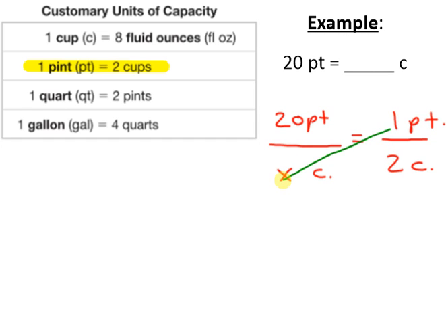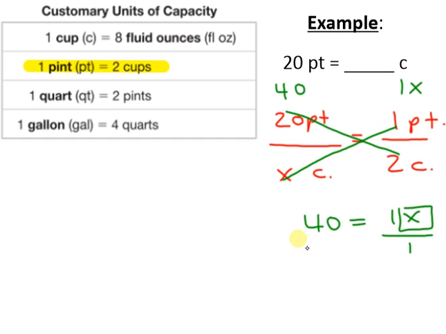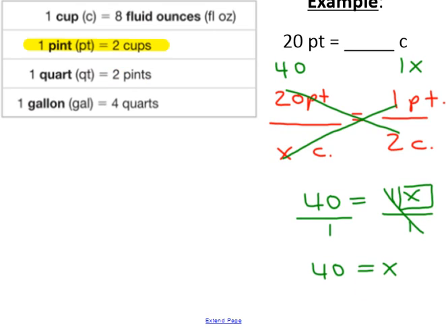So we have x times 1, which is 1x. And then 20 times 2, which is 40. So 40 equals 1x. Box the variable. Divide both sides by 1. 40 divided by 1 is 40. These 1s cancel. Equals x. And then x equals 40.